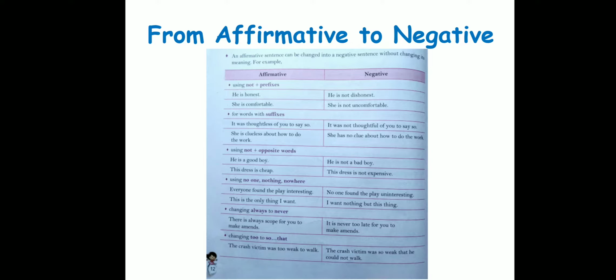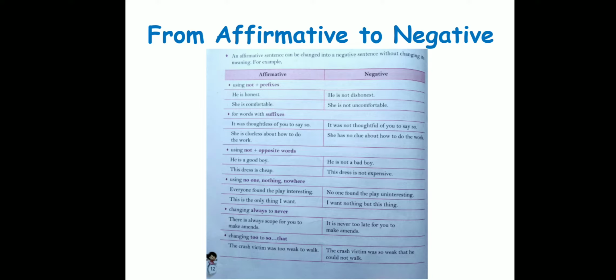Okay. Next one. This is the last rule over here. Changing TOO to so that. So if we have the word TOO in an affirmative sentence and we want to make it into a negative sentence, we will use so that. Let's see how to do that.